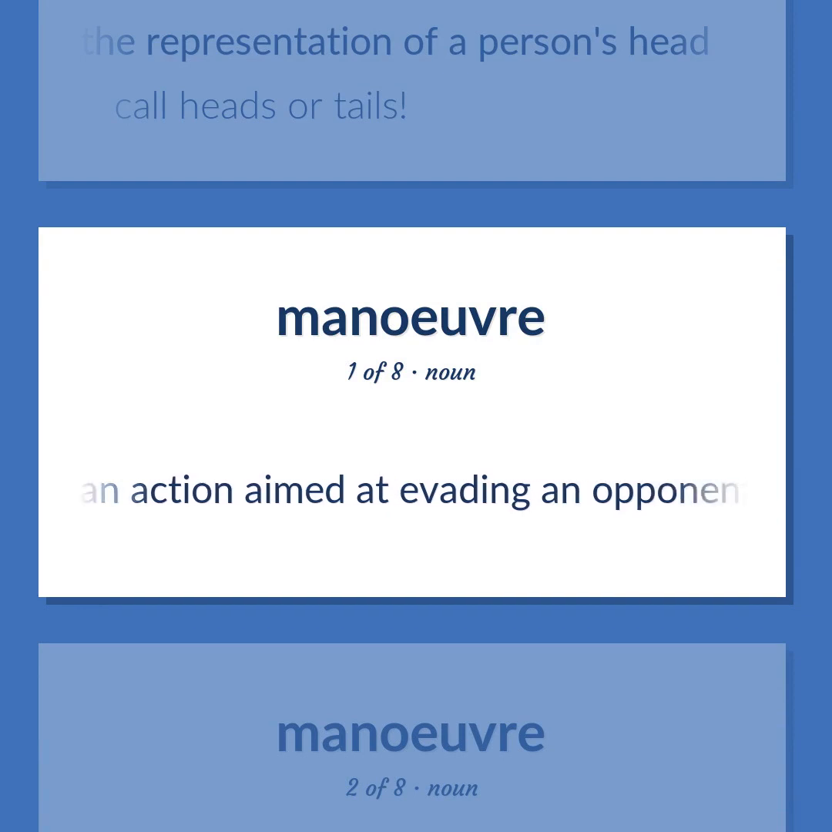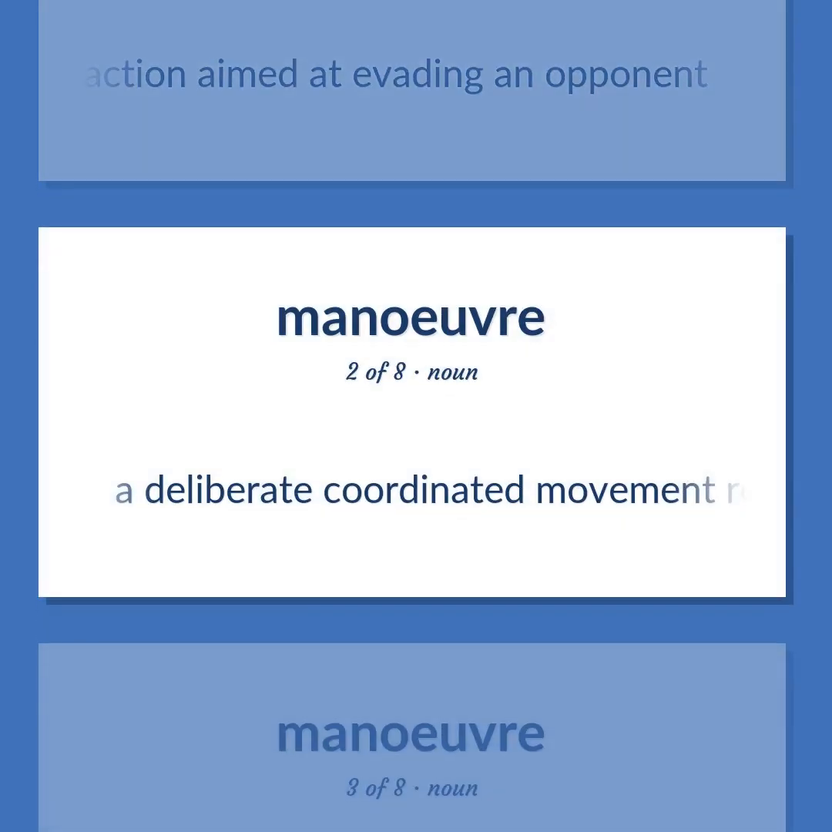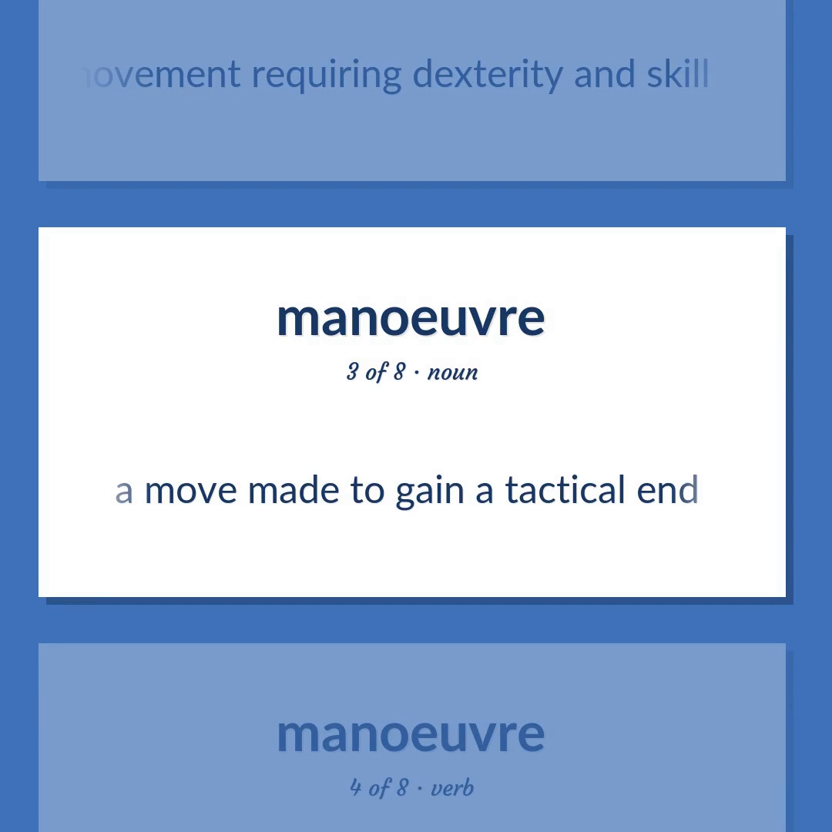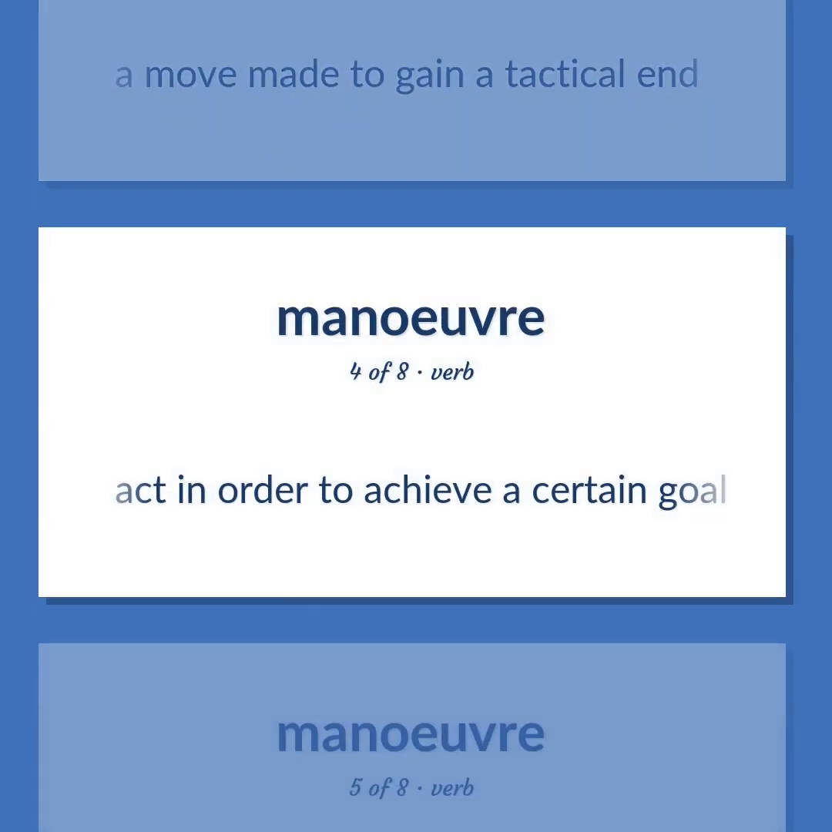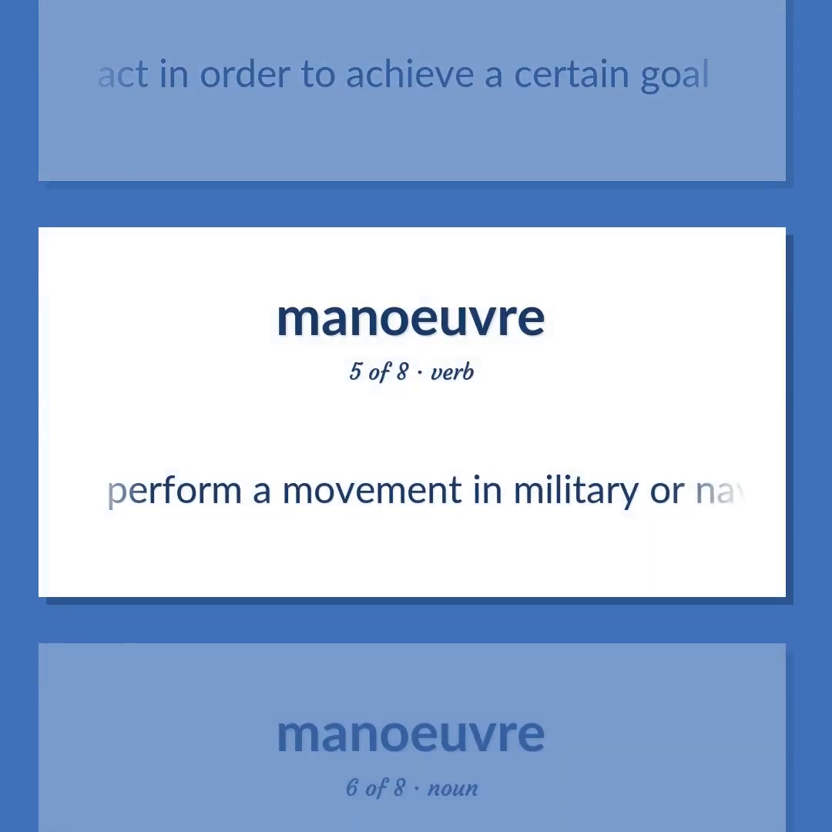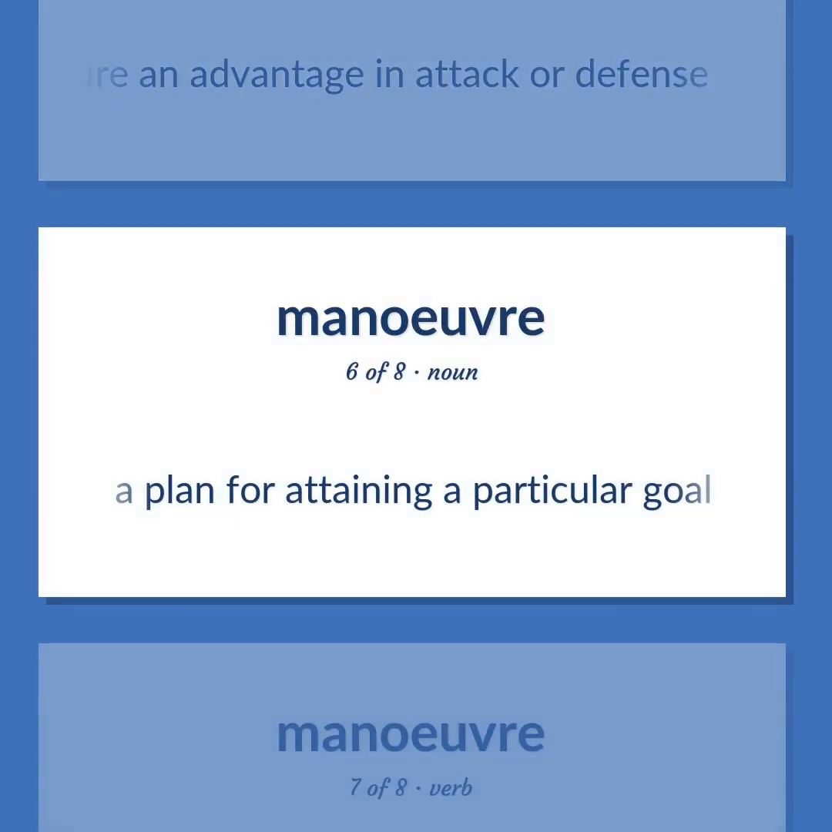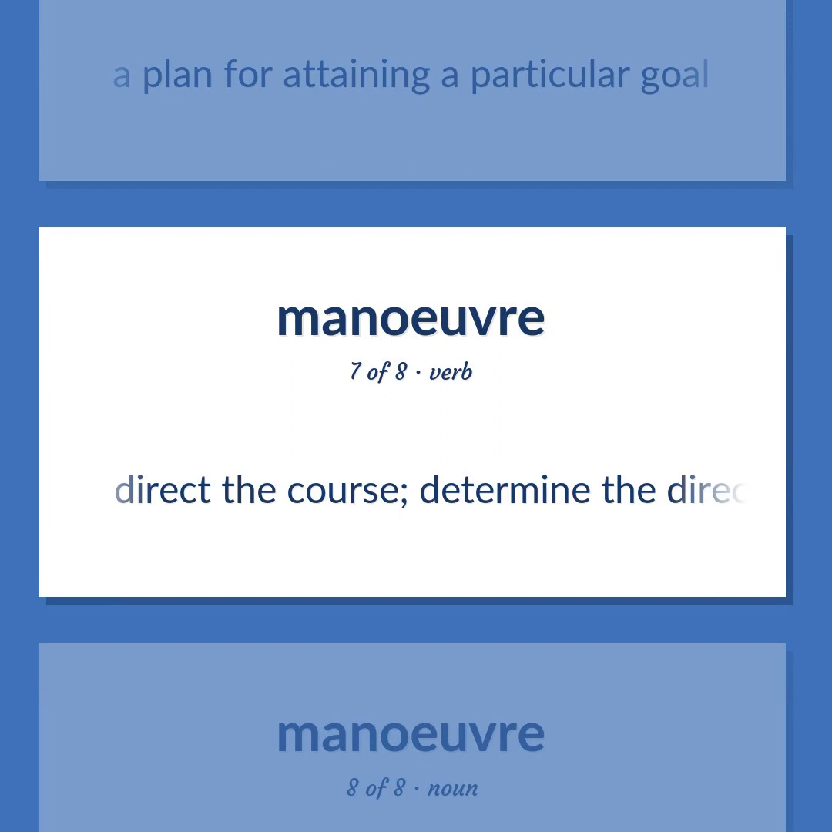An action aimed at evading an opponent. A deliberate coordinated movement requiring dexterity and skill. A move made to gain a tactical end. Act in order to achieve a certain goal. Perform a movement in military or naval tactics in order to secure an advantage in attack or defense. A plan for attaining a particular goal. Direct the course. Determine the direction of traveling.